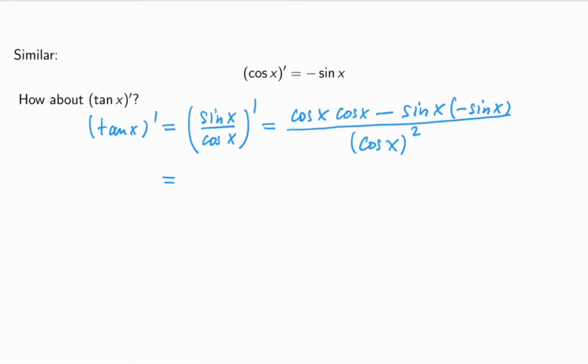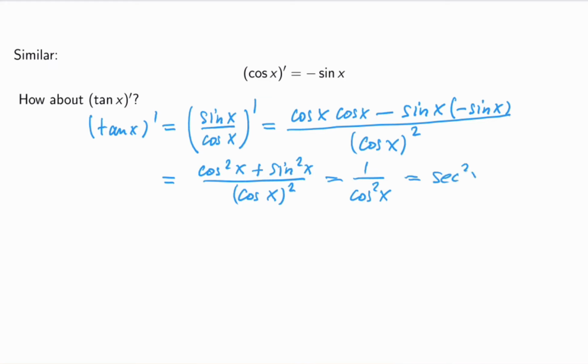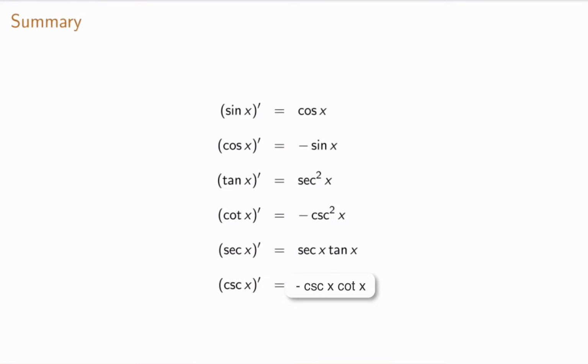So, fantastic. So then this is cos square of x plus sine square of x divided by cos of x squared. Okay, and cos square plus sine square is equal to 1. Okay, so we get 1 divided by cosine squared, which I also can write in this form. But 1 over cosine is a secant, so then this is the secant squared of x. So the derivative of tan is actually secant square. So that's it. And then here I show you all of them.